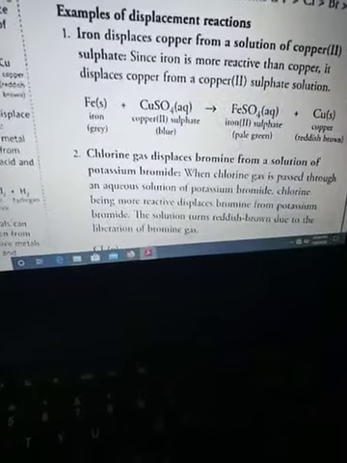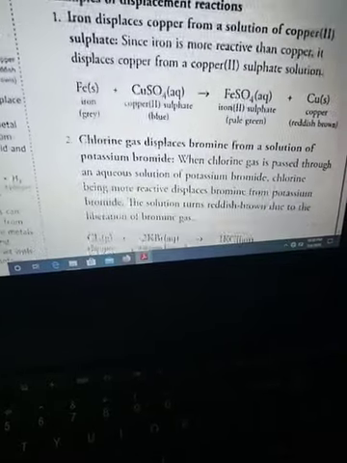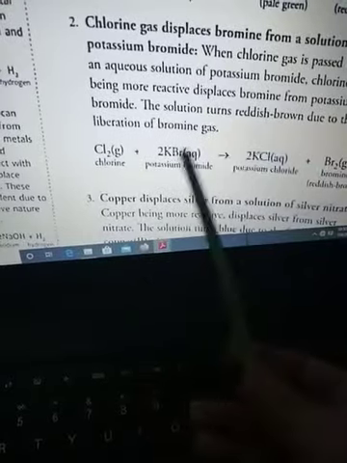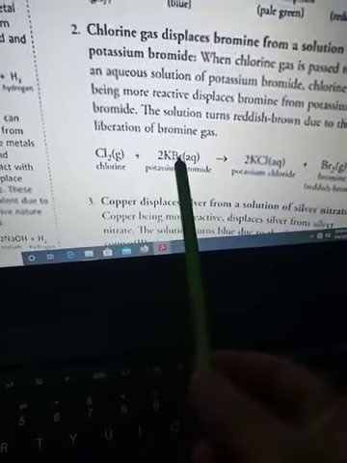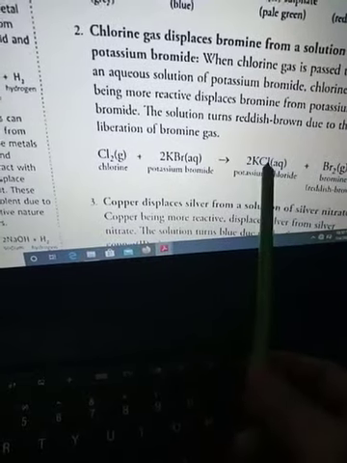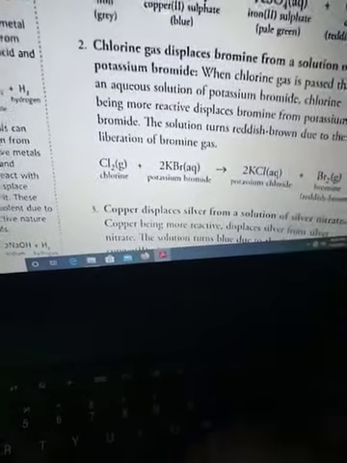Similarly, chlorine gas displaces bromine from a solution of potassium bromide. If you take chlorine gas and potassium bromide, chlorine can displace the bromine, so it forms KCl plus bromine, which is reddish brown in color.